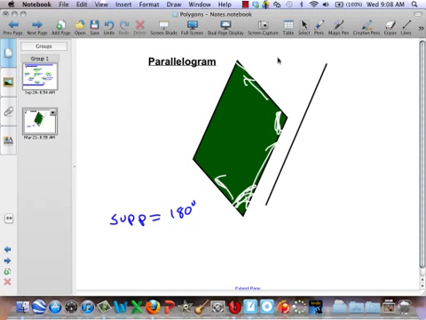I'm not going to give you a lot more information right now because we're going to be doing a discovery tomorrow in class with the Inspire calculators, so I don't want to give away that information quite yet. I just want you to know the basics about parallelograms: two pairs of parallel sides, and the consecutive interior angles are supplementary. Those are the two things I want you to know right now. You need to write that down in your notes.